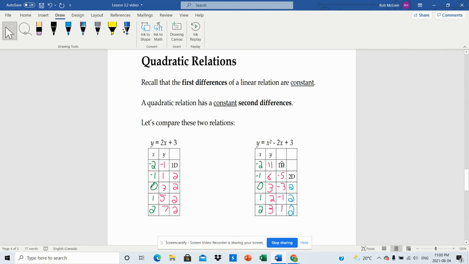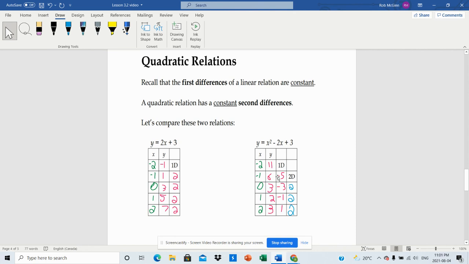Now, when we do our first differences, 6 minus 11 is minus 5. 3 minus 6 is minus 3. 2 minus 3 is minus 1. And 3 minus 2 is positive 1. So we can see, oh, it looks like we're increasing by 2 each time. We're going to verify that with our second differences.